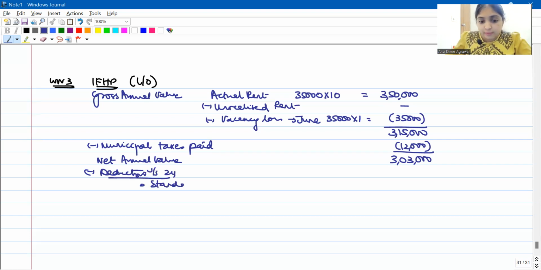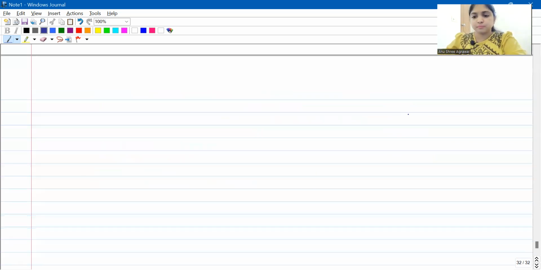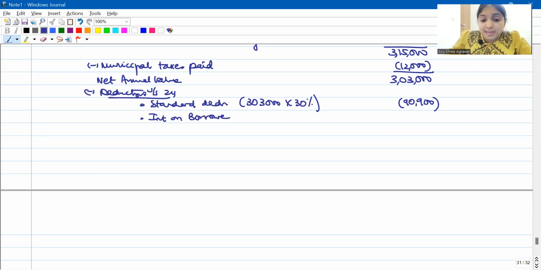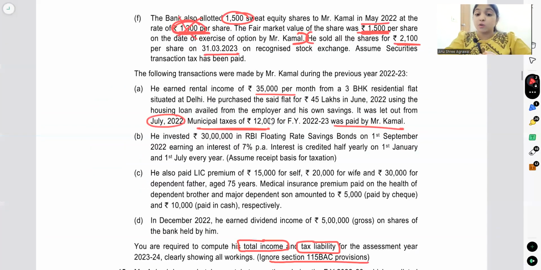From this, we subtract deductions under section 24. Number 1, we will have standard deduction, which is going to be 3,03,000 into 30%, which will work out to 90,900. Then we also subtract interest on borrowed capital. As soon as I tell you interest on borrowed capital, what is that one thing that comes to your mind? What is the rule that we made for ourselves? I will think about pre-construction interest. Now, do we have pre-construction interest over here?